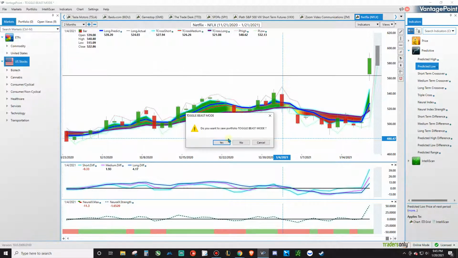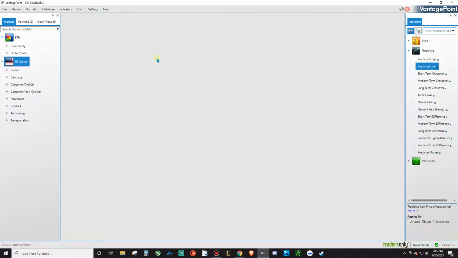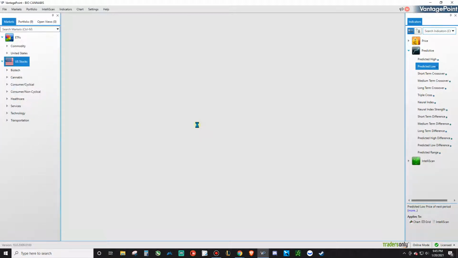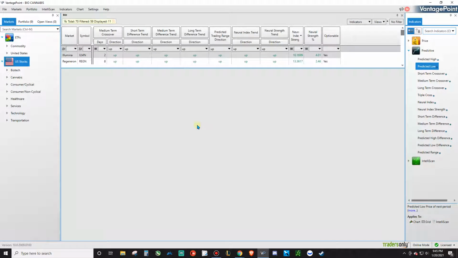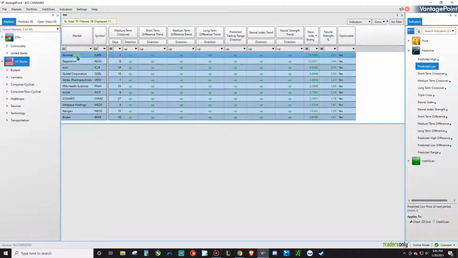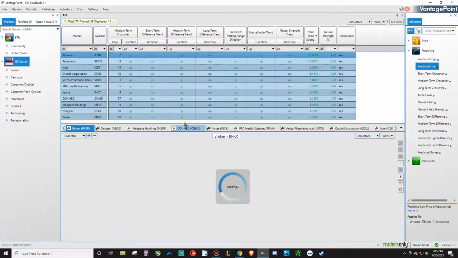What I really like about it is you can do a screener. So here's my bio stocks and cannabis stocks that I like. But let's just do a screener here for bio stocks, which is hot right now. So here's the screener for bio stocks for today. And then you can open all the charts up.